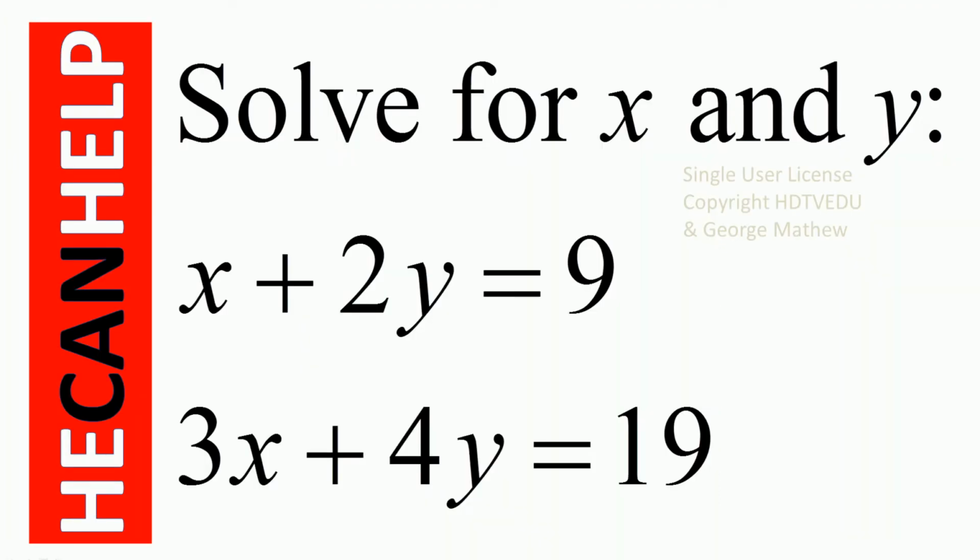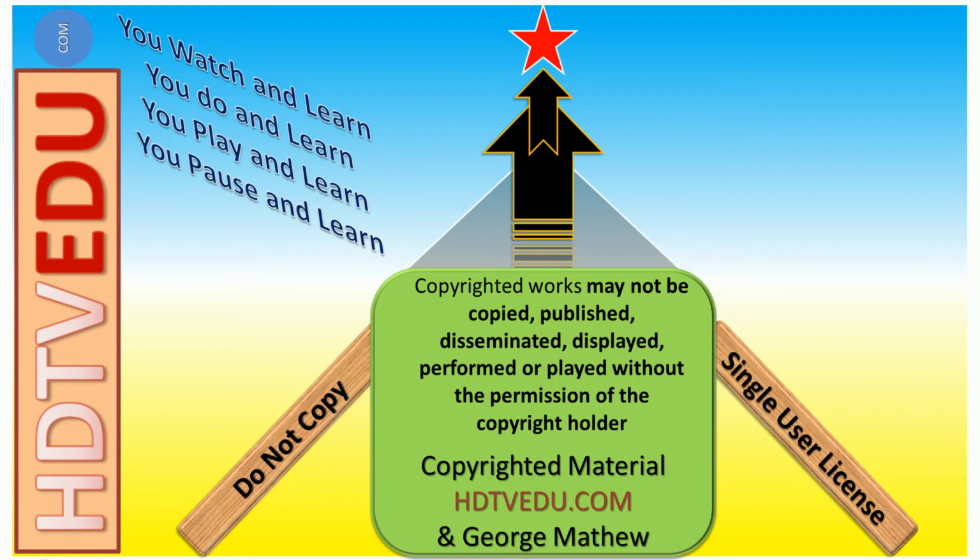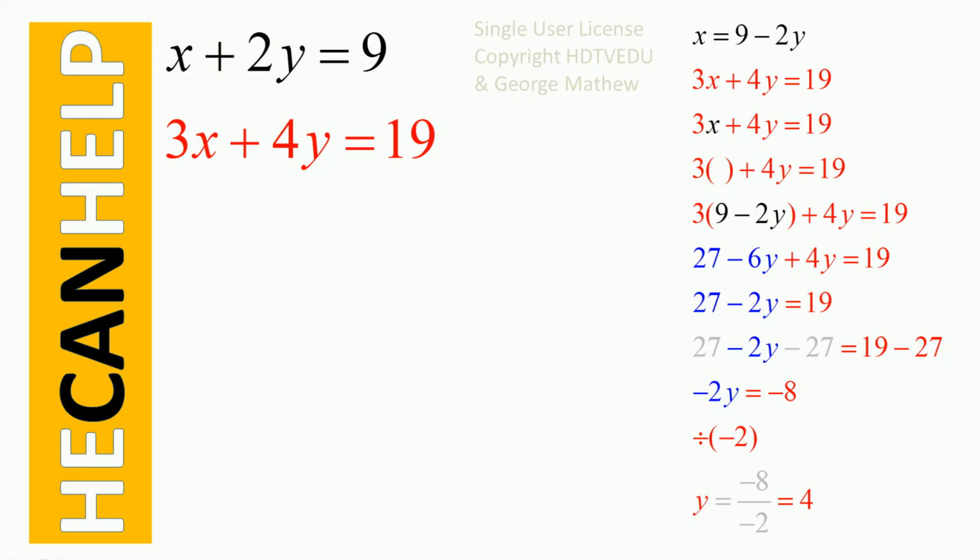Solve for x and y. x plus 2y is equal to 9. 3x plus 4y equals 19. Let us solve this problem using multiple approaches. First we have x plus 2y equals 9, 3x plus 4y equals 19.